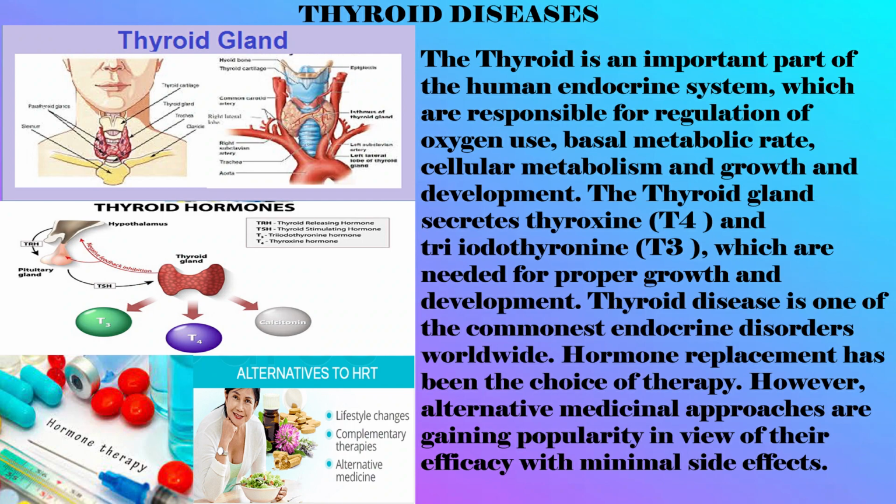The thyroid is an important part of the human endocrine system, which is responsible for regulation of oxygen use, basal metabolic rate, cellular metabolism, and growth and development. The thyroid gland secretes T4, T3, and thyroid stimulating hormone TSH, which are needed for proper growth and development. Thyroid disease is one of the commonest endocrine disorders worldwide.